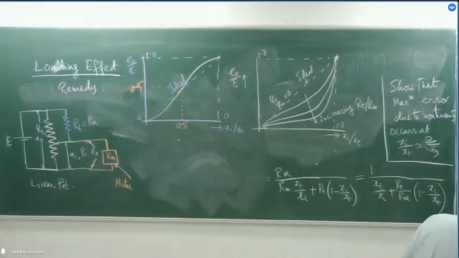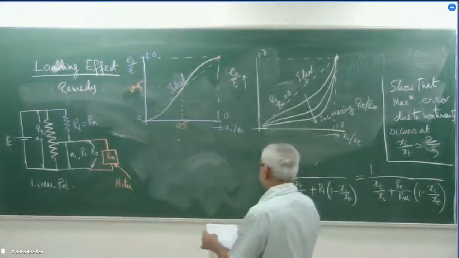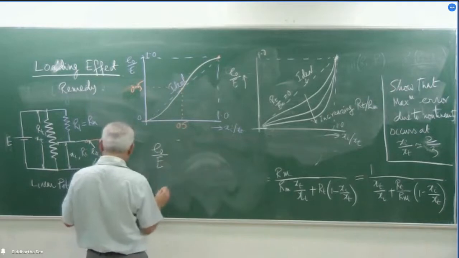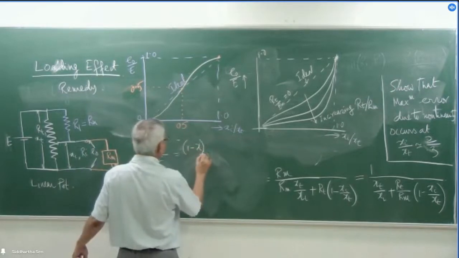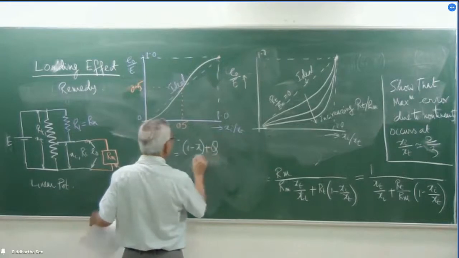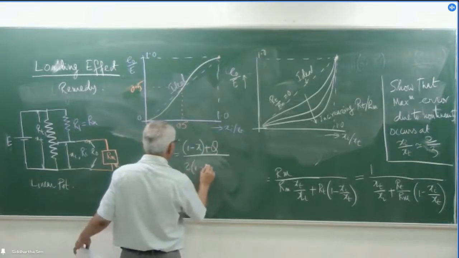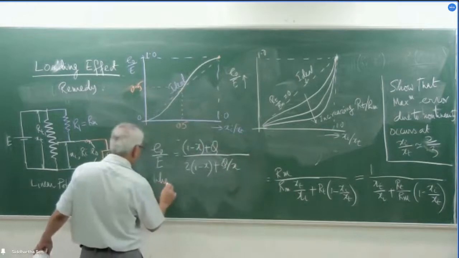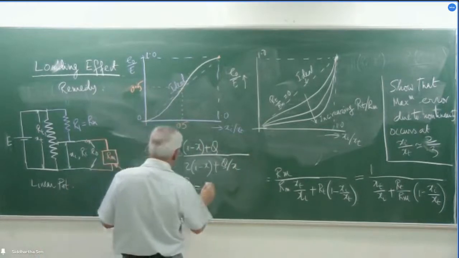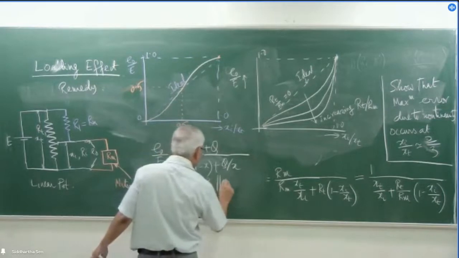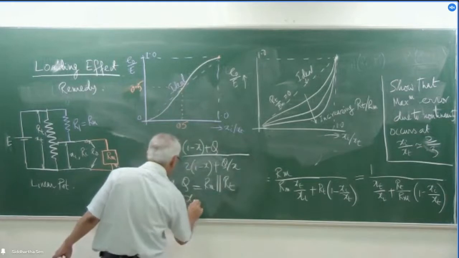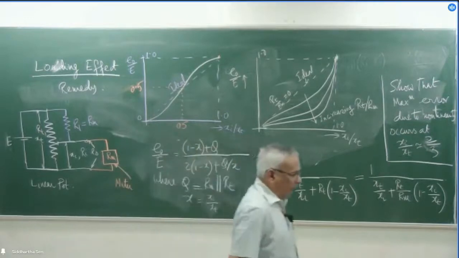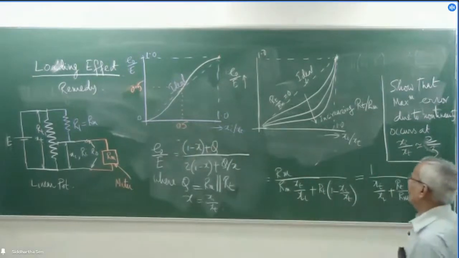And I leave it to you to deduce that in this case the relationship is E0 by E is equal to (1 minus x plus q) divided by (2 into 1 minus x plus q divided by x), where q is equal to Rm parallel RT and x is equal to xi divided by xt. So if we plot it, we will see that they are satisfying.